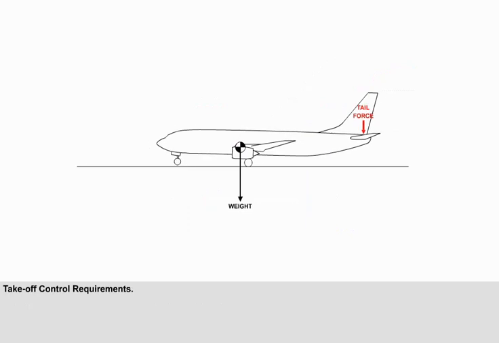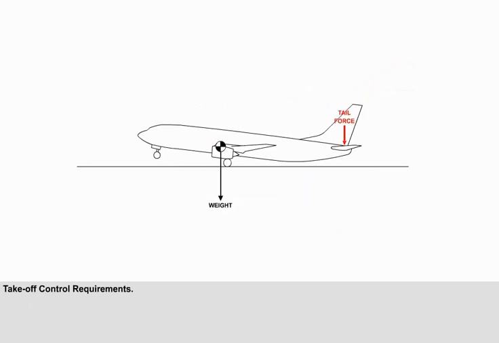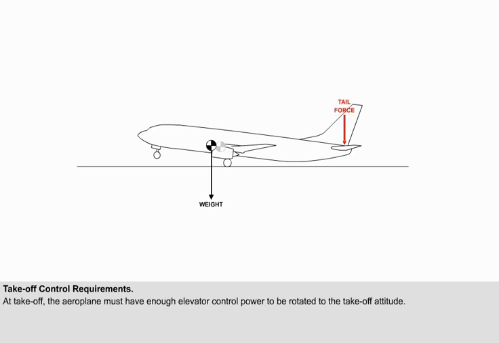Now for a look at the takeoff control requirements. At takeoff, the aeroplane must have enough elevator control power to be rotated to the takeoff attitude. Anything that increases the nose-down pitching moment will increase the amount of elevator deflection required for the same pitch attitude. For example, if the CG is further forward, or the rolling resistance is increased by, for instance, runway contamination.